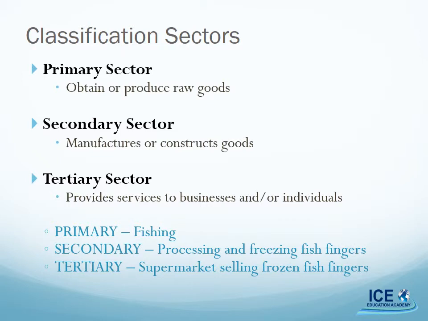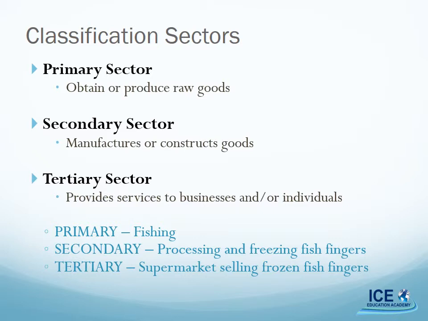We can finally classify organisations into different sectors based on the goods and services they sell. The primary sector refers to those organisations that produce raw materials. Examples of this type of business activity would include oil extraction or a coal mining company.